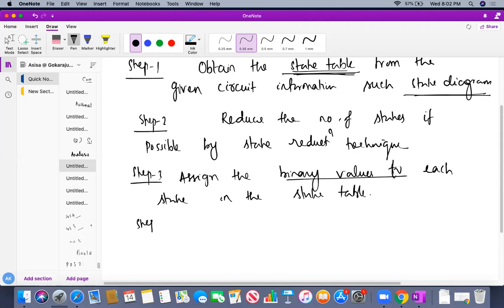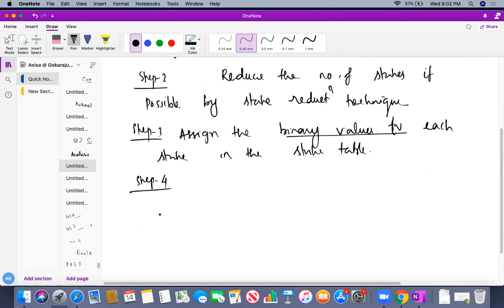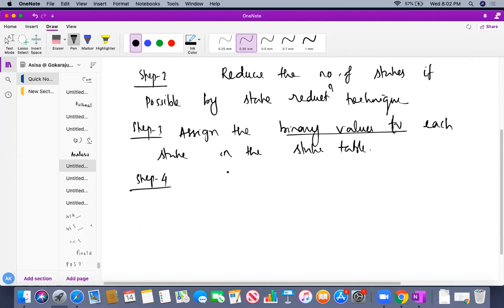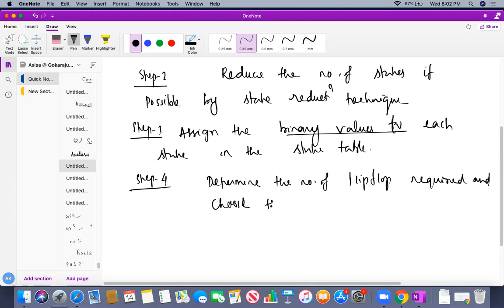Okay, now step 4 is to determine the number of flip-flops needed and choose the type of flip-flop. Determine the number of flip-flops required to design that particular sequential circuit, and choose the type of flip-flop to be used.